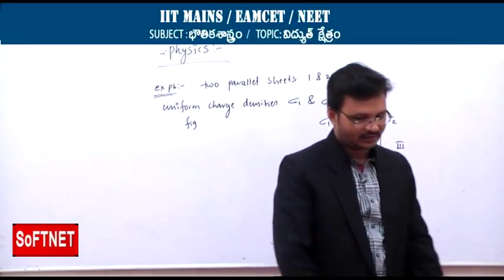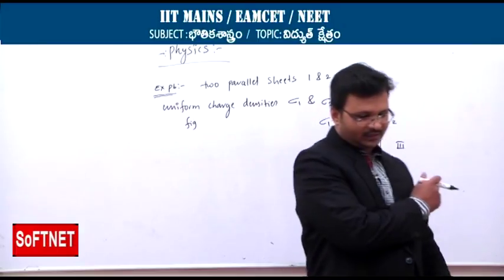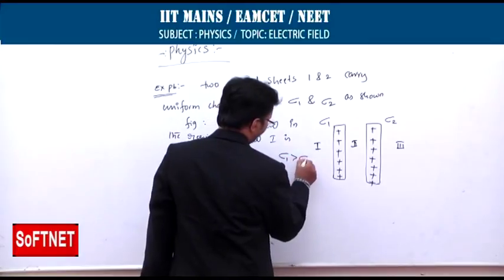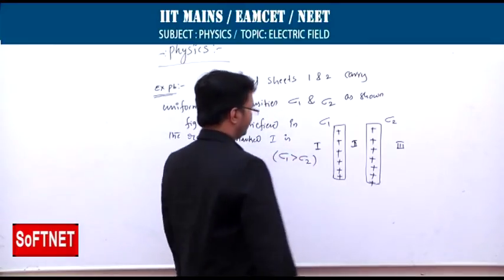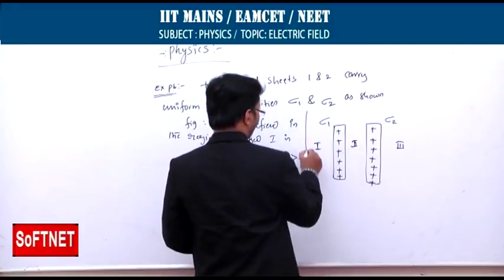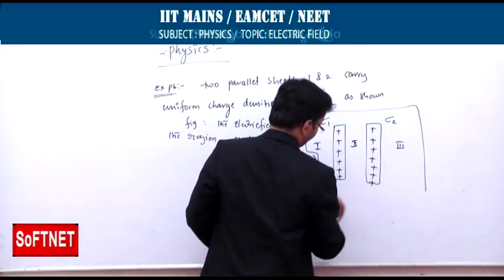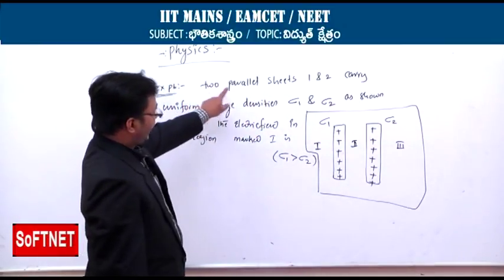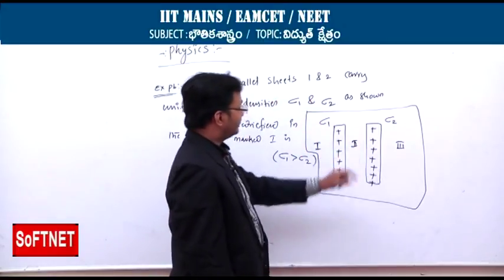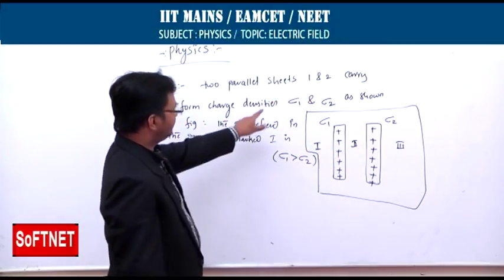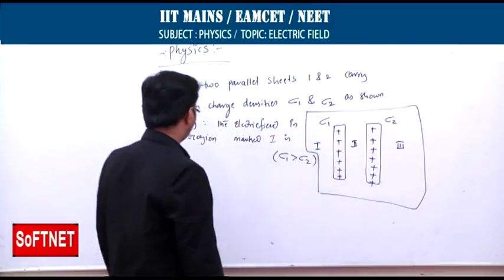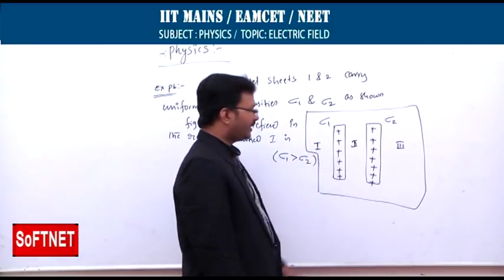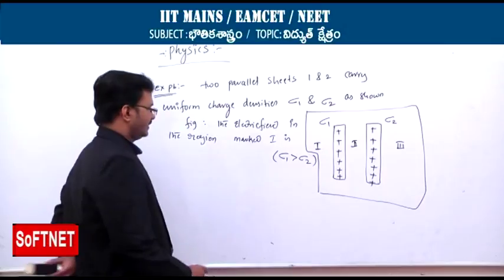Then what they are asking: the electric field in the region marked 1. They are giving the condition sigma 1 greater than sigma 2. Clear? This is the diagram they are giving. Two parallel sheets 1 and 2 carry uniform charge densities sigma 1, sigma 2 as shown in the figure. The electric field in the region marked 1. At this point they are asking the electric field.